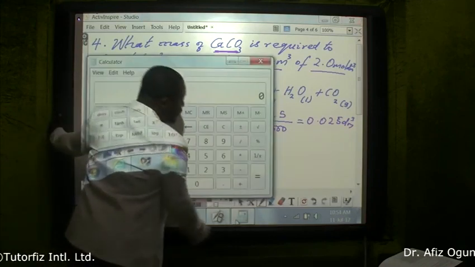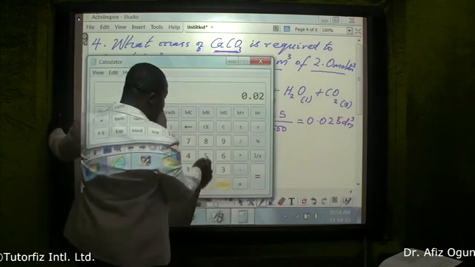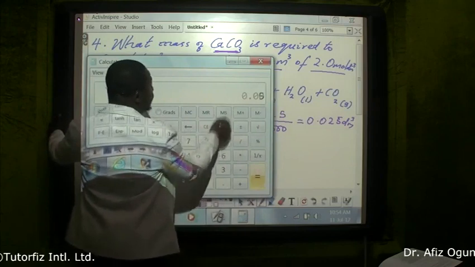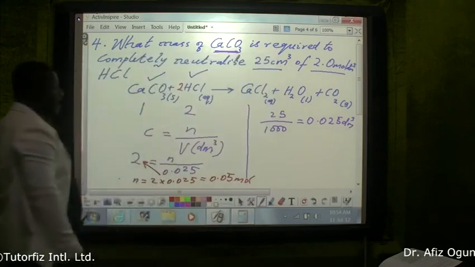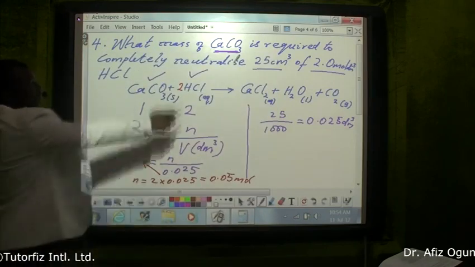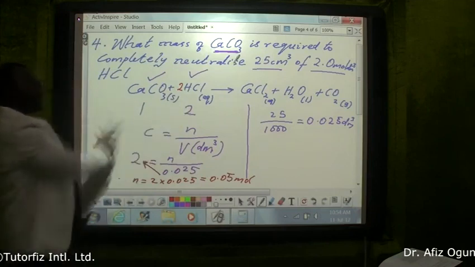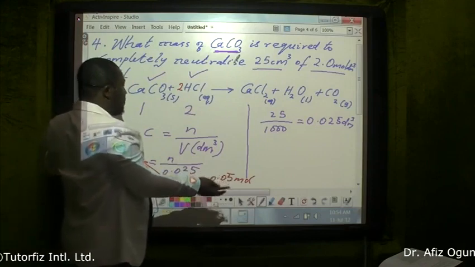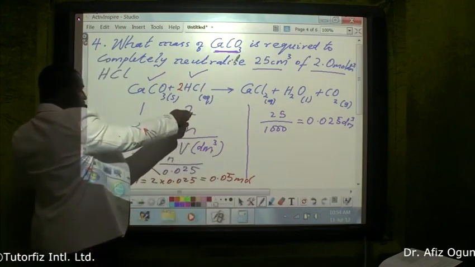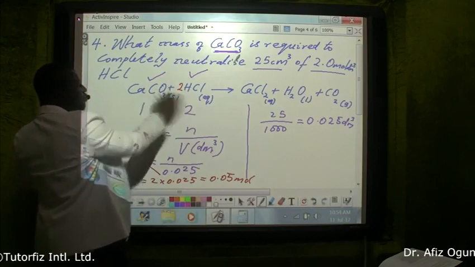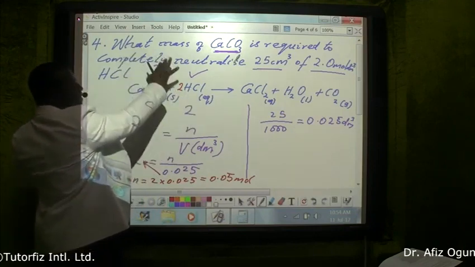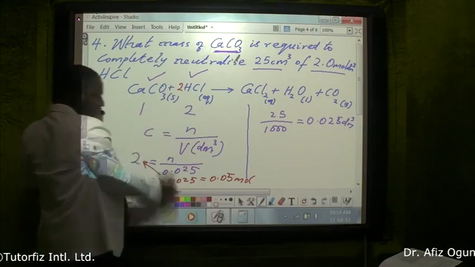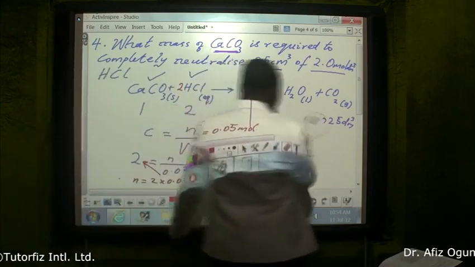0.05 mole. 0.025 multiplied by 2 equals 0.05 moles. I have 0.05 moles of this. Therefore, how much of this will I have? If I have 0.05 mole of this, in the equation the ratio is 1 to 2. So in my experiment, if I get the number of moles of this, I divide it by 2 and I get this. Clear? Good.